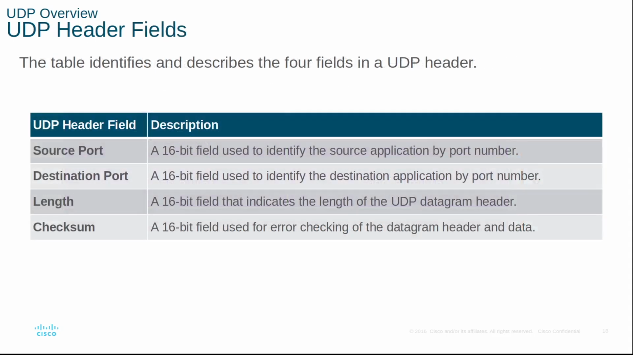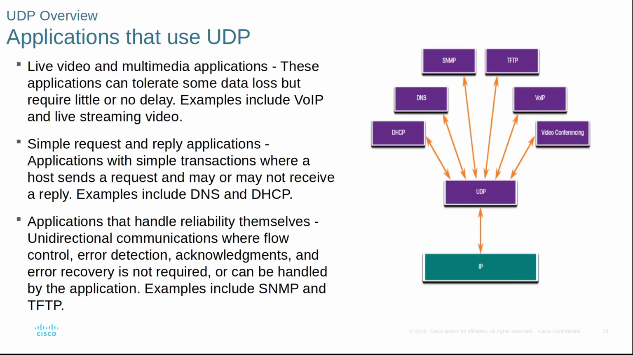So we've got a source and destination port. These are both 16-bit fields. Just like with TCP, they identify the applications by port number. We've got a length field, which indicates the length of the datagram header. A checksum that's used for error checking on the header and data. We can still check the data to see if it's corrupt, and if it's corrupt, just drop it. That's pretty much all that happens there.